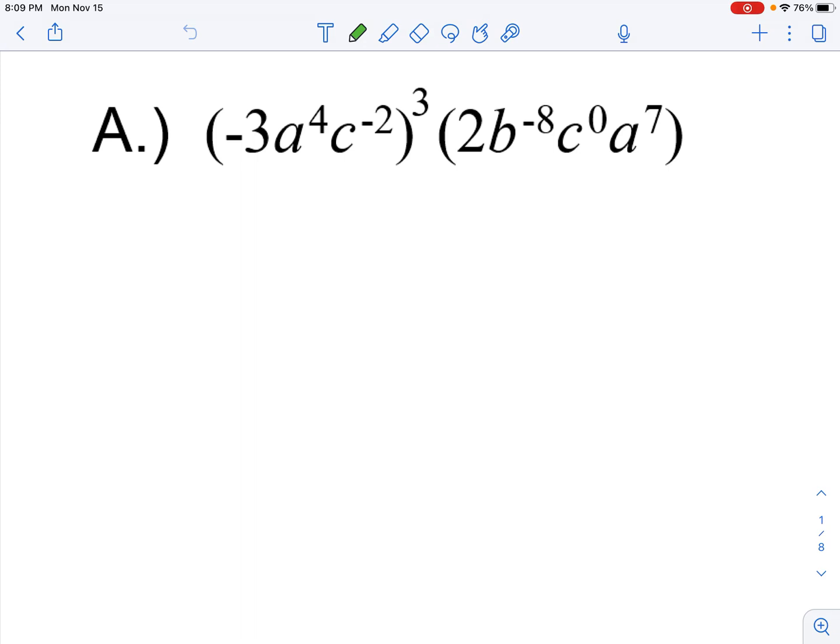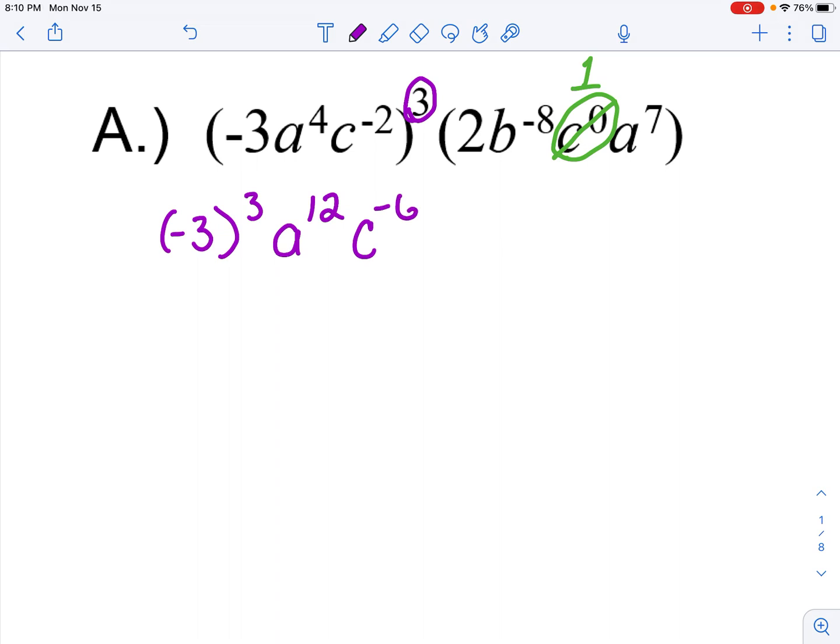But the first thing I see is this c to the 0. And I know something to the 0 power is the same thing as 1. So that essentially just disappears because 1 times something else is the something else. So that's where I'm going to start. Next up, I'm going to take a look at distributing this exponent here. So I'm going to have negative 3 to the 3rd power. And then a to the 4th to the 3rd power, power to a power I multiply. And then c to the negative 2 to the 3rd is c to the negative 6th.